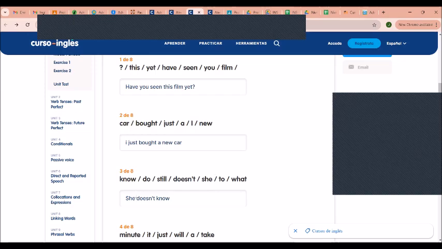Let me help you. Remember, still generally goes before your verbs. So she still doesn't know. Todavía no sabe. Aún no sabe. And we only have a few words to go.